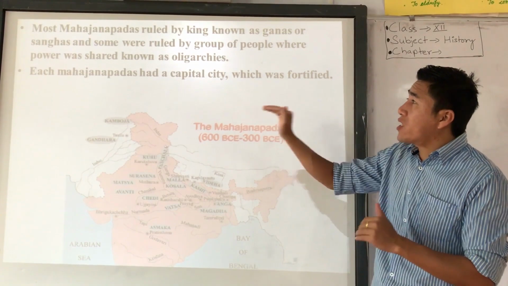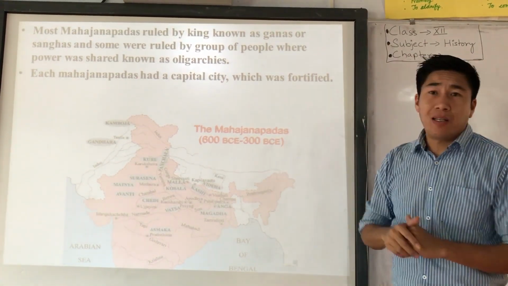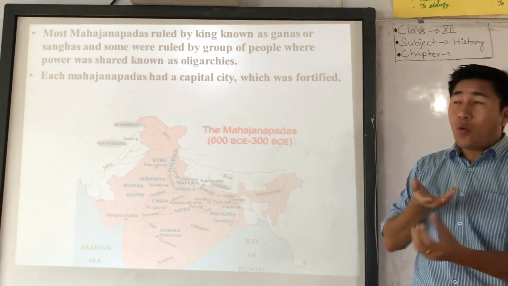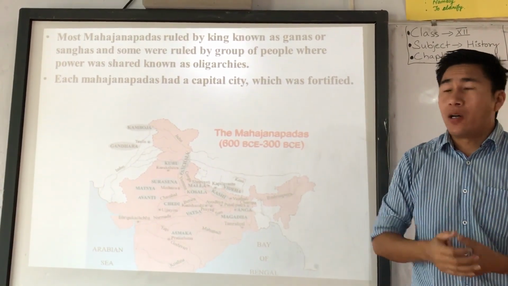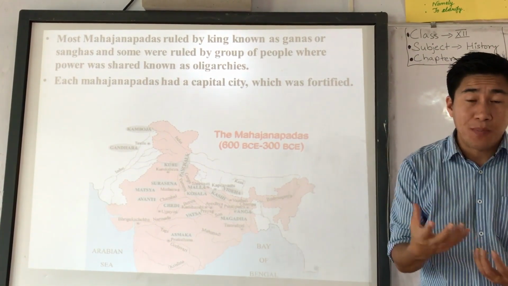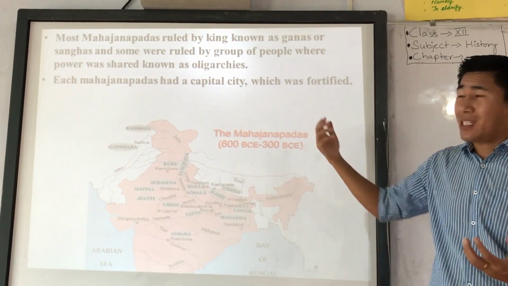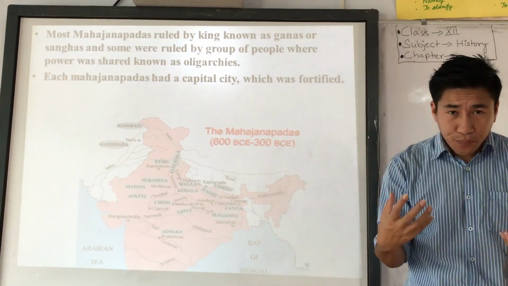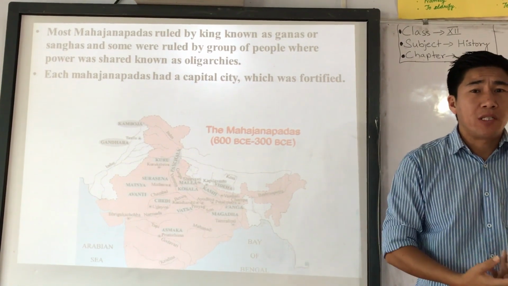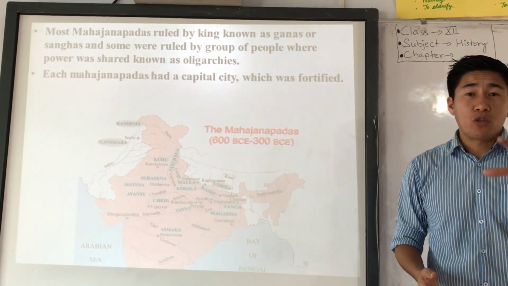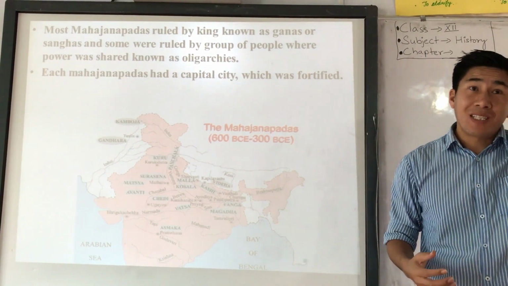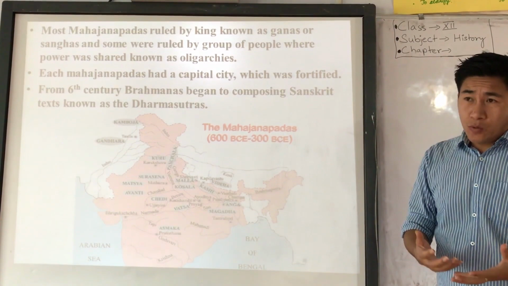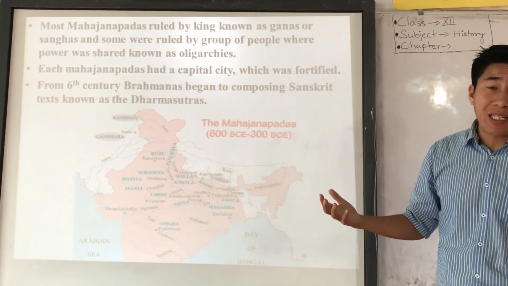And the last, we have a very important thing. Each Mahajanapada had its own capital, right? A capital city, which was fortified, meaning it was walled. Why did they fortify? Because of defense. During that time there were lots of wars between the 16 Mahajanapadas. So that's why fortification is really very important, right? Even in the Indus Valley civilization, we also found the fortification of the citadel. Do you remember?